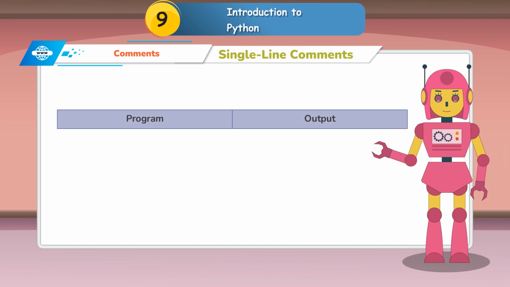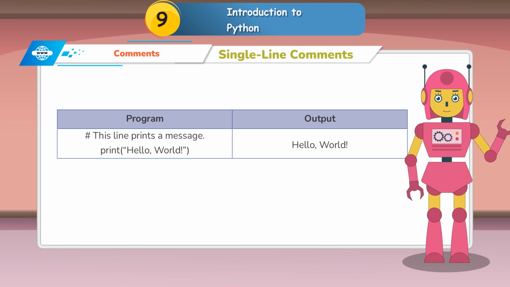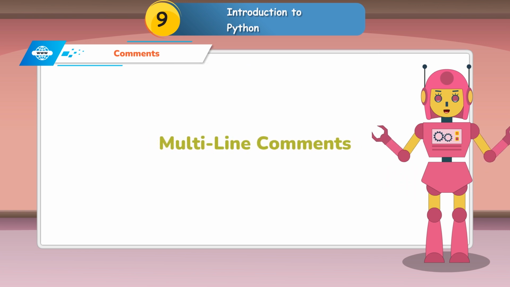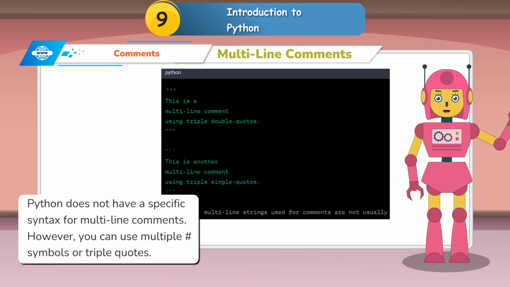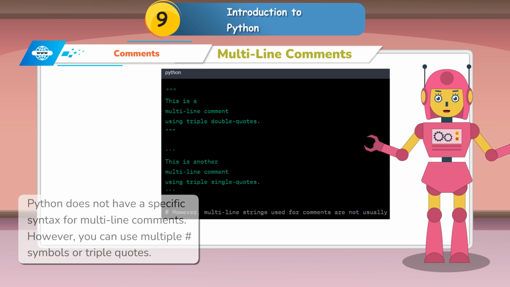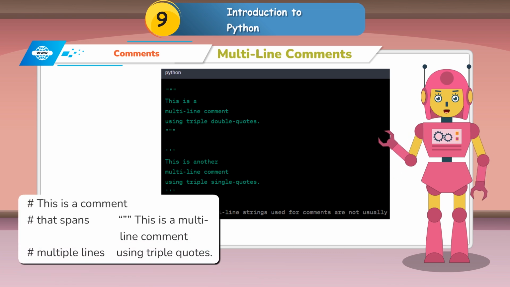Program: # Output. # This line prints a message. print('Hello world'). Output: Hello world. Multi-line comments. Python does not have a specific syntax for multi-line comments. However, you can use multiple hash symbols or triple quotes. # This is a comment # that spans # multiple lines, or a multi-line comment using triple quotes.